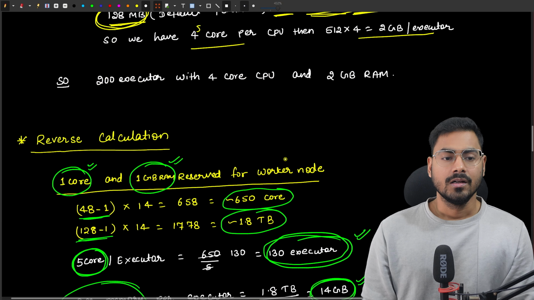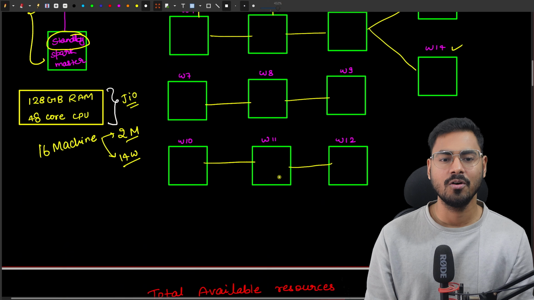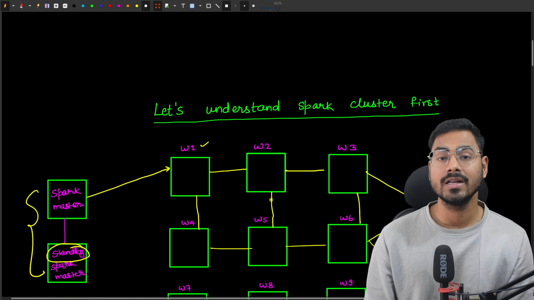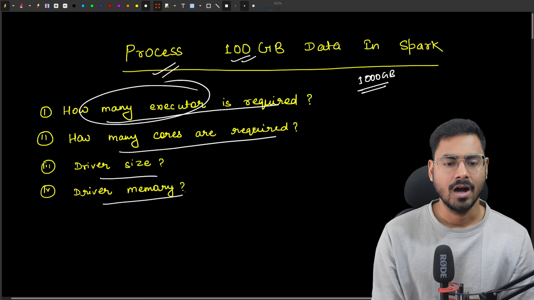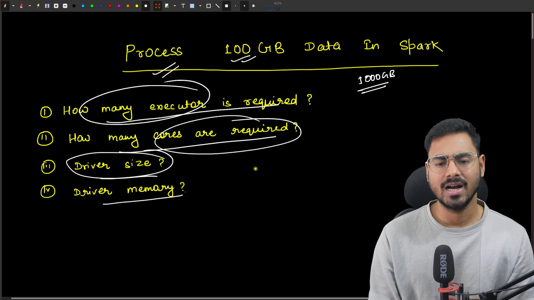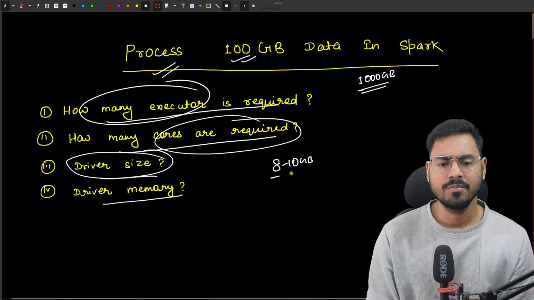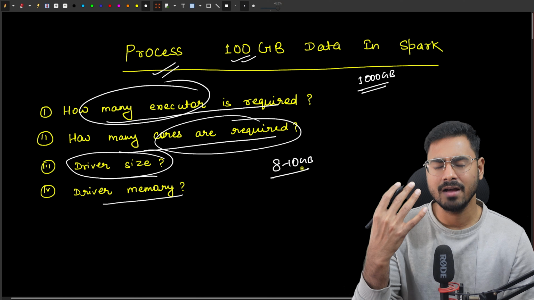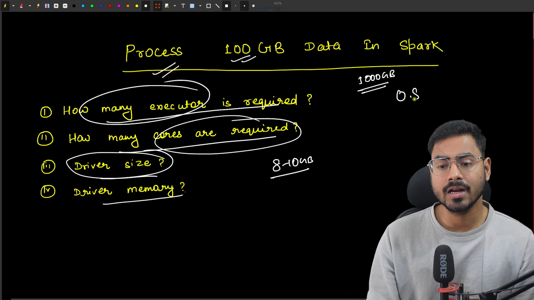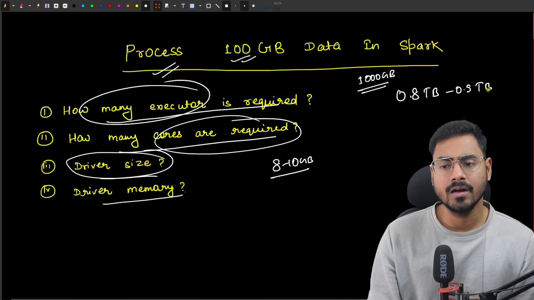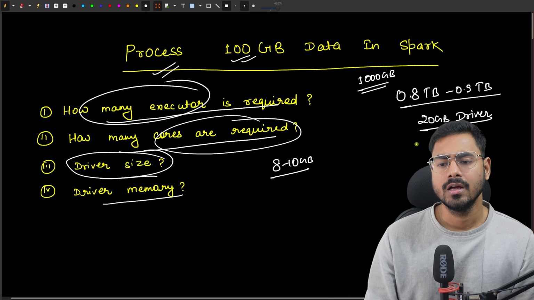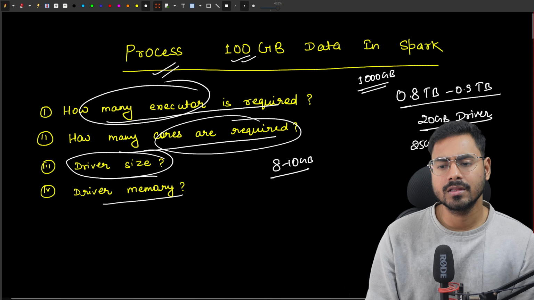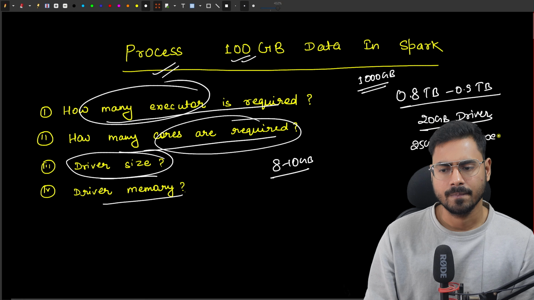Okay. So this was the solution, and I hope now we have a clear understanding of what needs to be answered when you are asked this kind of question. We have talked about how many executors will be required, how many cores will be required. Driver size, I just said 8 to 10 GB should be sufficient. If you have more data, like when we were calculating 0.8 to 0.9 terabyte of data, at that time I used to take 20 GB of driver, and mostly 25 GB with almost 20 executors, okay. So this was the configuration, and 5 core CPU.